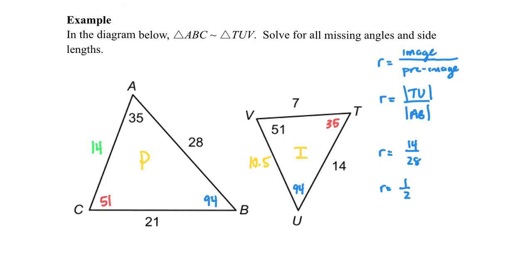So using our knowledge of similar triangles, the fact that the corresponding angles are all congruent, and we know that we can solve for the scale factor by doing image over pre-image, and we know that all of the sides of the pre-image get multiplied by the scale factor to give us the corresponding sides of the image, we can actually solve for all these. The thing you have to pay attention to is the names. Make sure you pay attention to the names because that's how you will decide what angles and sides actually correspond to each other.